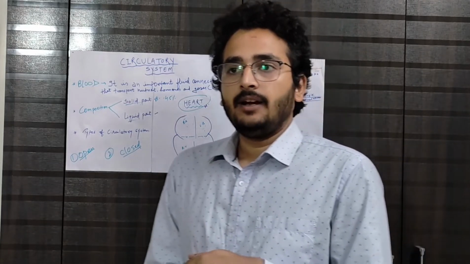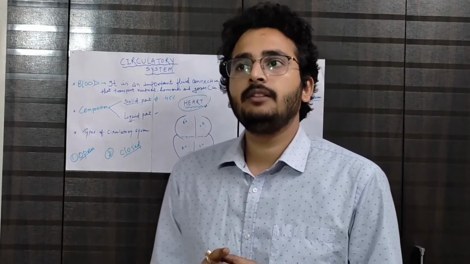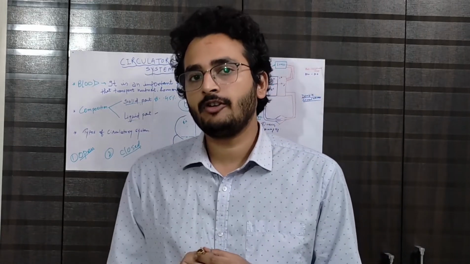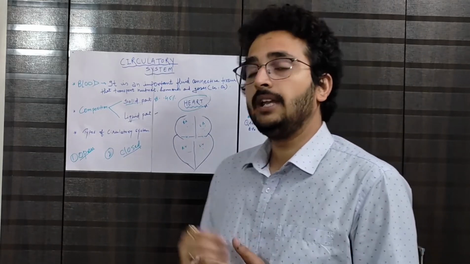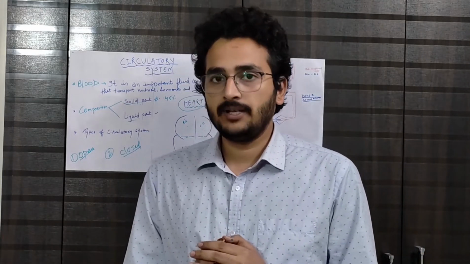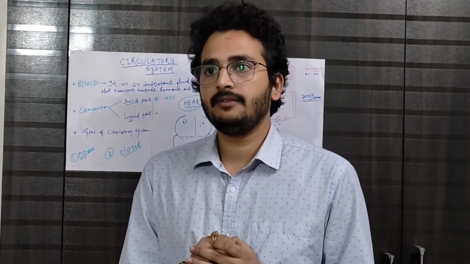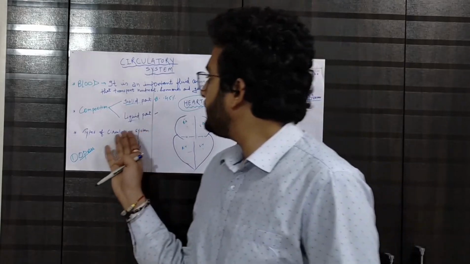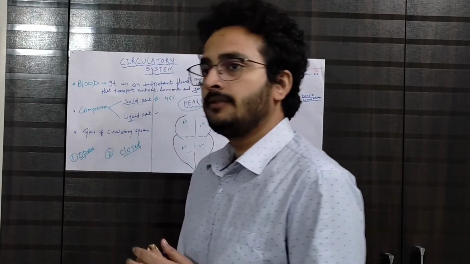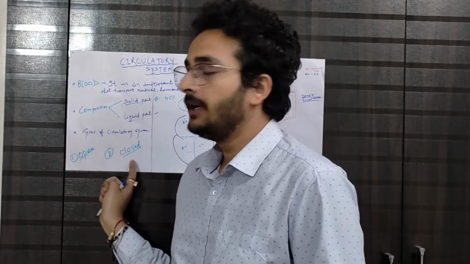Red blood cells contain a pigment called hemoglobin, which is associated with the transport of oxygen. White blood cells mainly help in protection against pathogens, and the main function of platelets is to help in blood clotting. The circulatory system is of two types, open type and closed type.